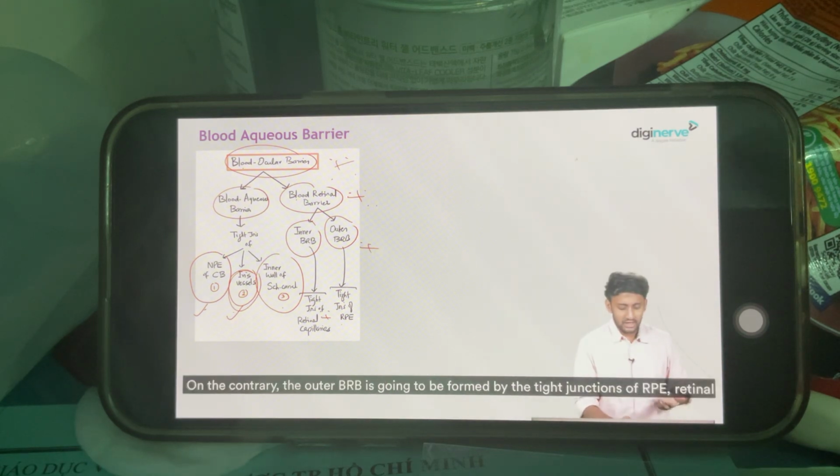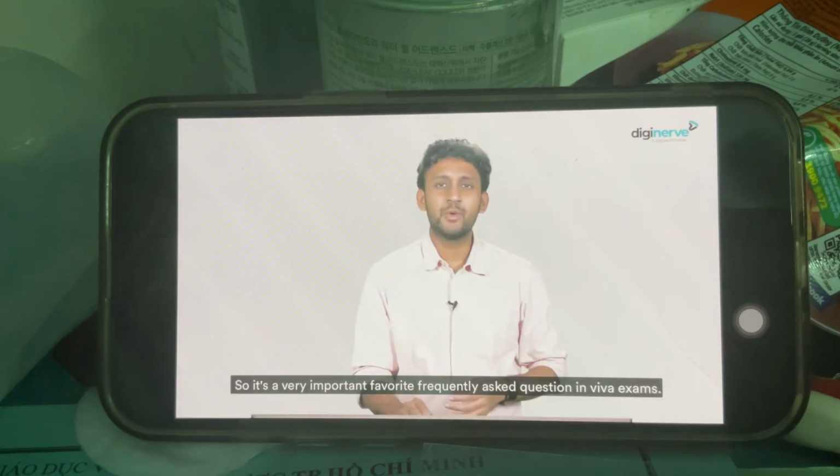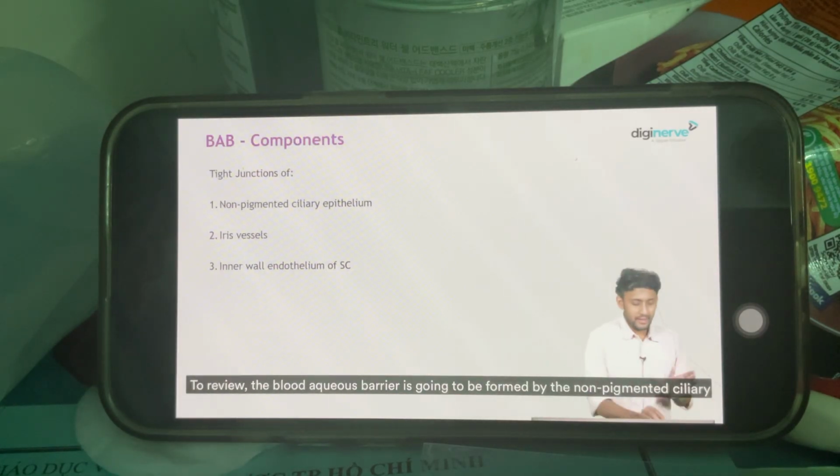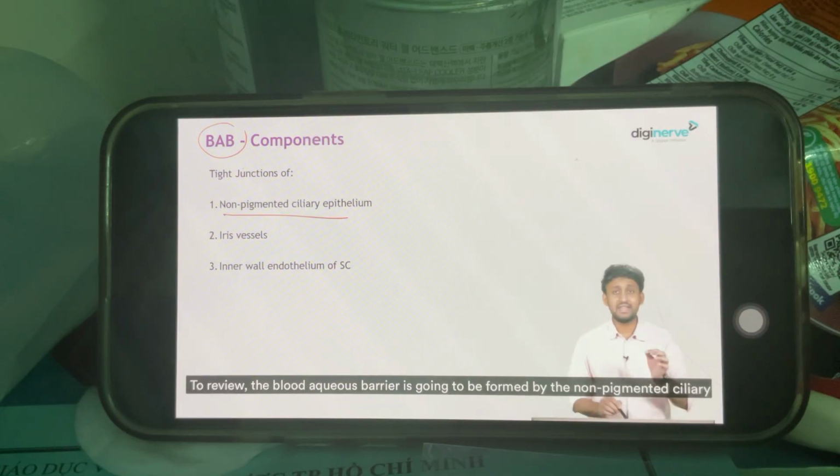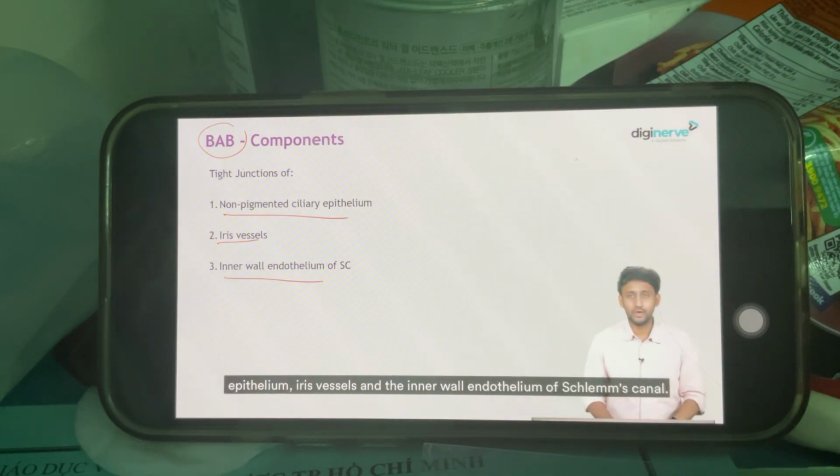On the contrary, the outer BRB is going to be formed by the tight junctions of RPE, retinal pigmentary epithelium. So it's a very important, favorite, frequently asked question in viva exams. To review, the blood aqueous barrier is going to be formed by the non-pigmented ciliary epithelium, iris vessels, and the inner wall endothelium of Schlemm's canal.